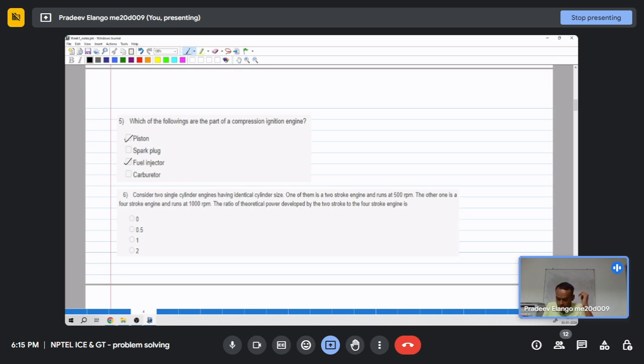Consider two single-cylinder engines having identical cylinder size. One of them is a two-stroke engine and runs at 500 rpm. The other one is a four-stroke engine and runs at 1000 rpm. The ratio of the theoretical power developed by the two-stroke to the four-stroke engine is dash.